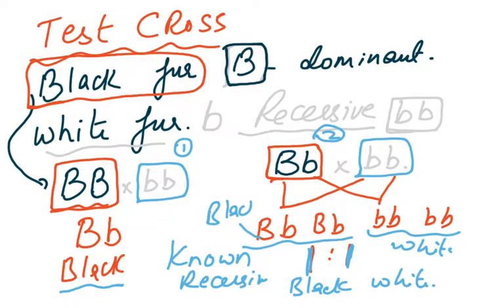So what is a test cross? A test cross is when we know that this is a dominant trait and we want to find out whether the dominant animal is homozygous dominant or heterozygous. So you cross it with a known recessive and you will get the answer. This of course comes up in a lot of genetics questions, so you must be very aware of it if it comes in the question.